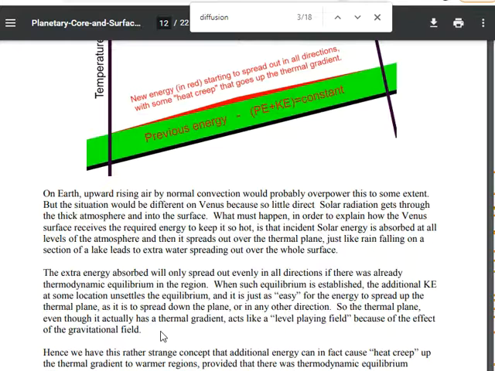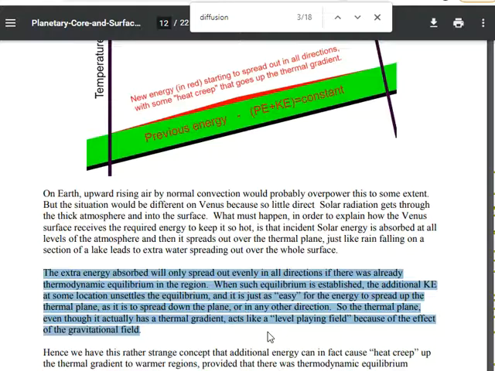Well, yeah, it does get absorbed throughout, probably. I mean, only 10% of the light reaches the ground.